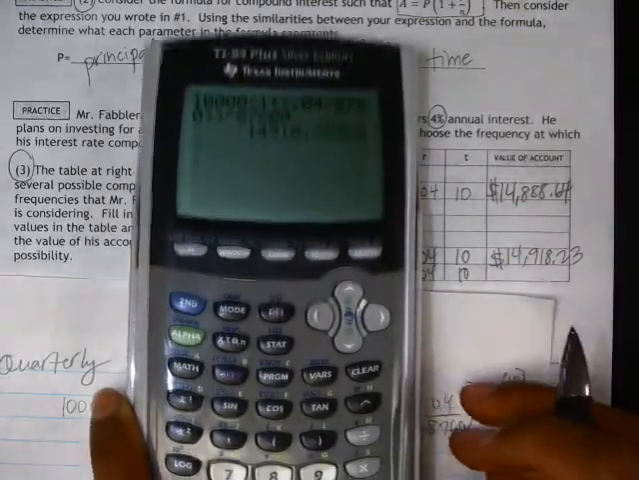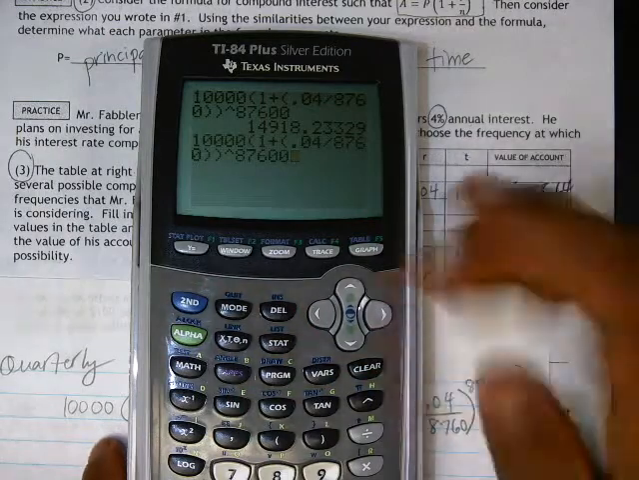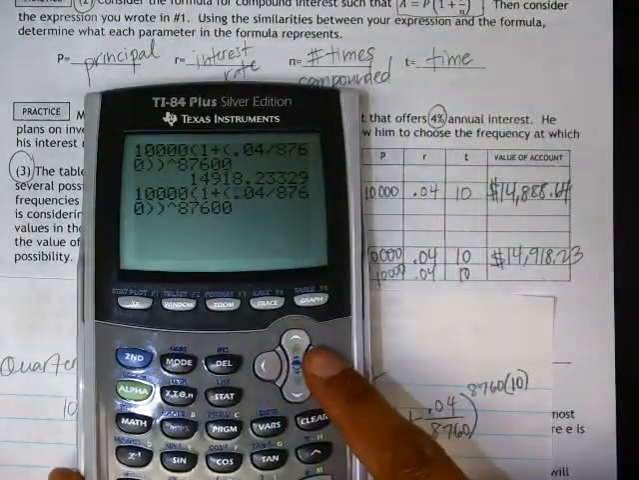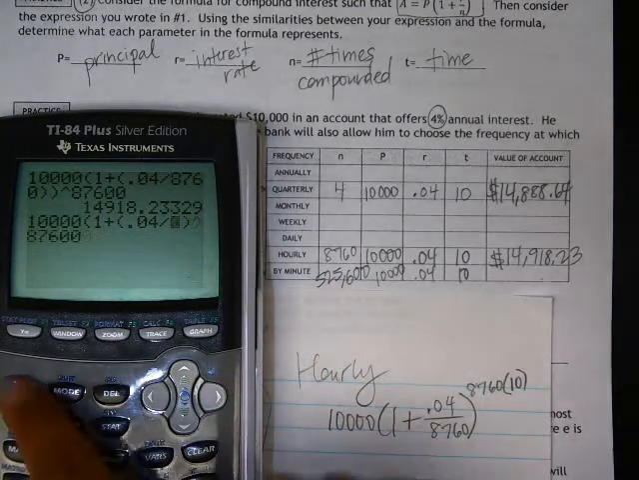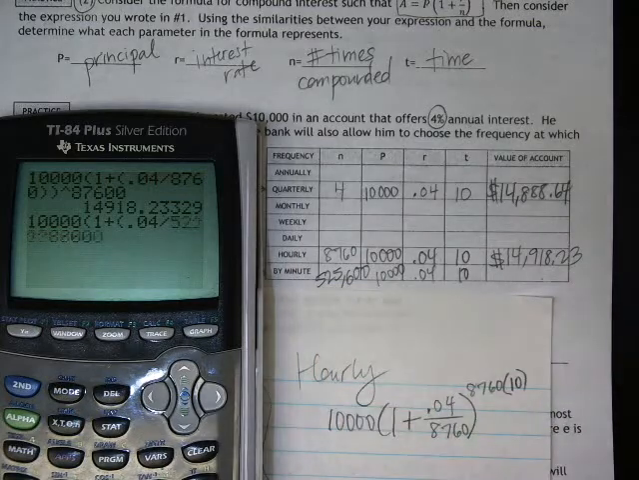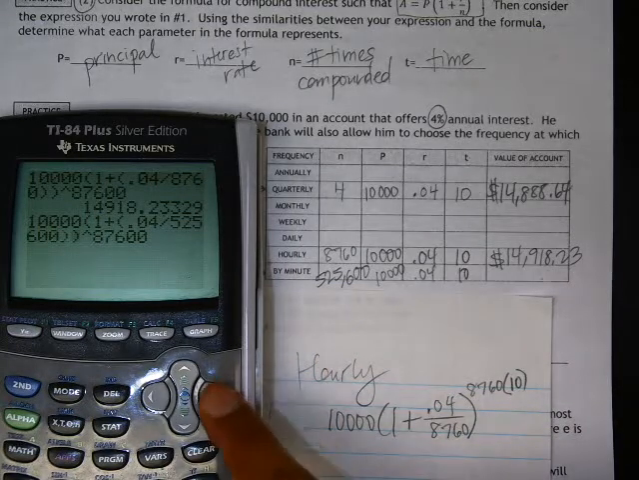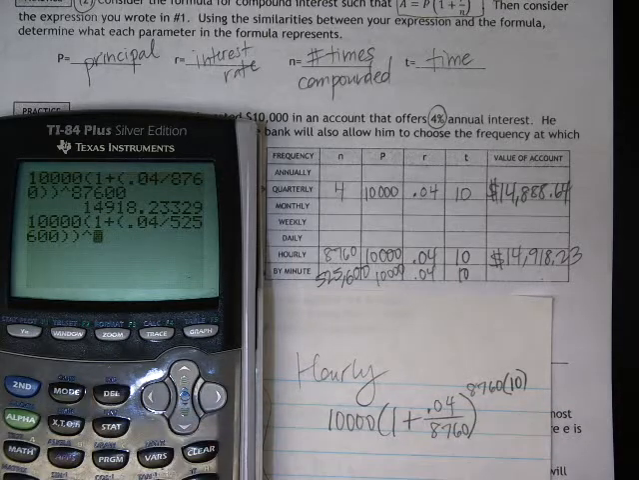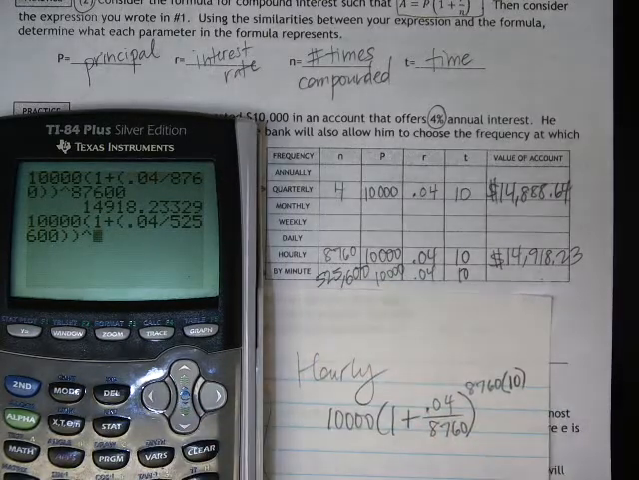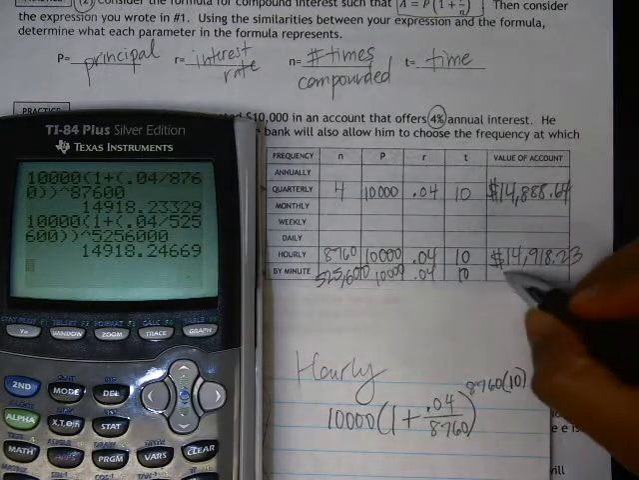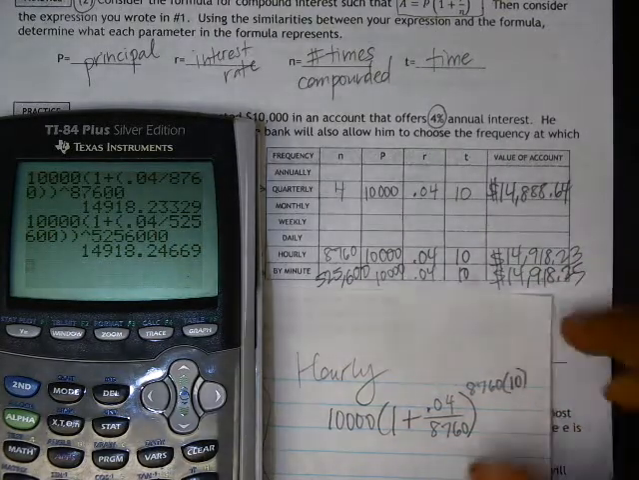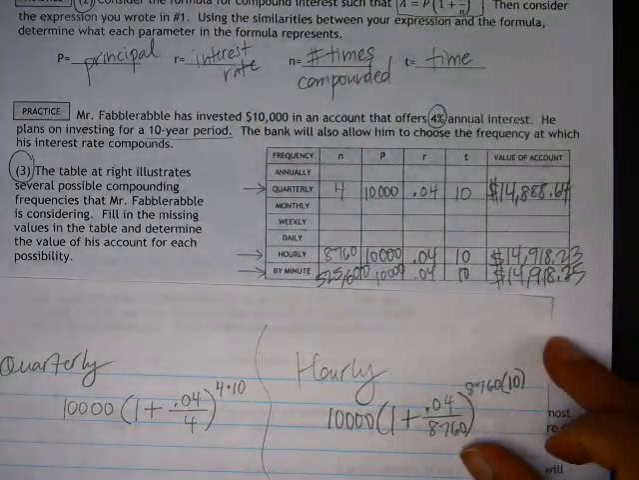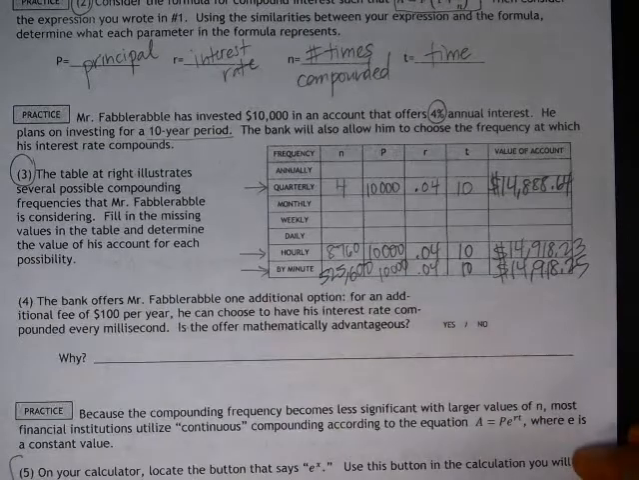If you're using a graphing calculator, you can use second enter to just pull up the last entry. I'm going to go back and change my N. So I'm going to delete that and insert the new N value, which is 525,600. And then I'm also going to change this, I'm doing 525,600 times 10. So I'll add another 0 onto that. And you end up getting $14,918.25.